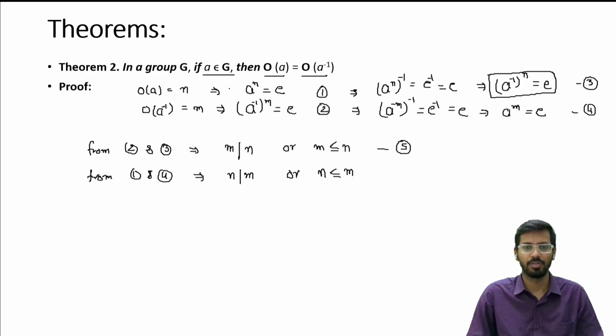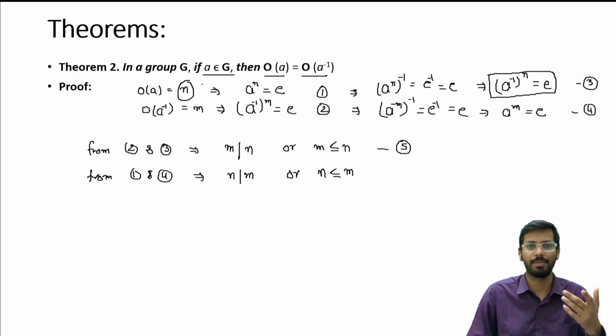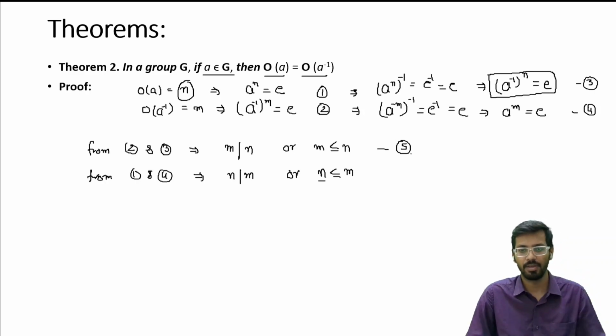कैसे? Because here order of A is n, मतलब ये जो n है वो least positive number है, मतलब ये सबसे छोटा नंबर है. इससे बड़े हो सकते हैं, इसकी एक्स्ट्रा पावर लेंगे तो आइडेंटिटी एलिमेंट दे सकता है, लेकिन इससे छोटा कोई भी नहीं मिल सकता. तो n is a least positive number. तो अगर m के साथ भी ये कंडीशन सेटिस्फाई होगी तो m इससे बड़ा होगा या इसके इक्वल होगा. तो कॉल इट इक्वेशन 6.